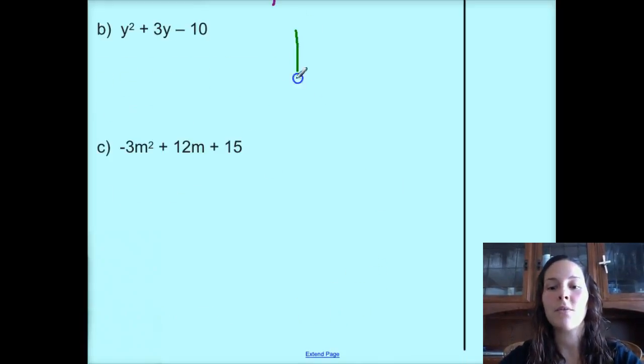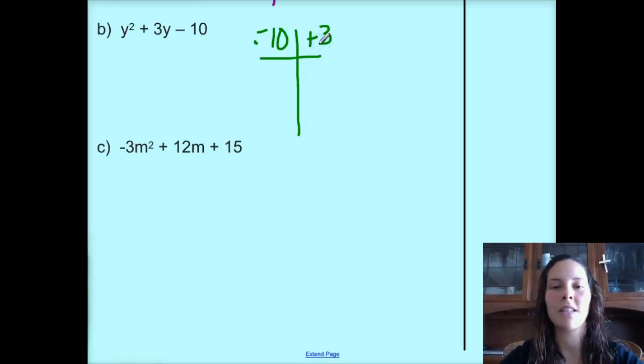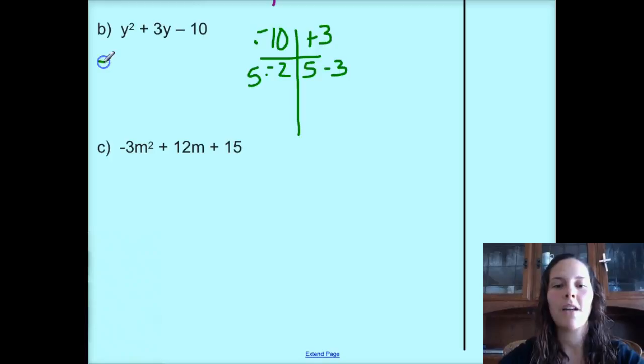Same process on this one. Variable does not matter, so we're multiplying to negative 10 and adding to a positive 3 this time. So I know that when I'm multiplying to a negative, I need one positive and one negative number. So I'm going to try 5 times negative 2, and of course 5 minus 2 gives me the 3. So I factor those into the binomials, y plus 5, y minus 2.